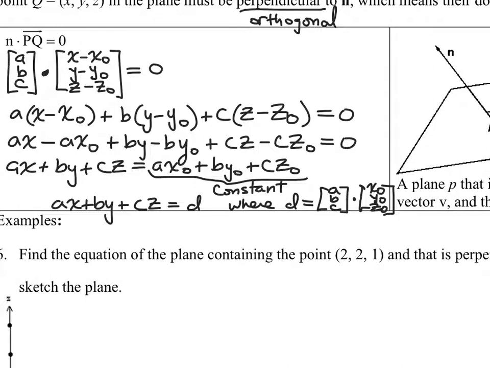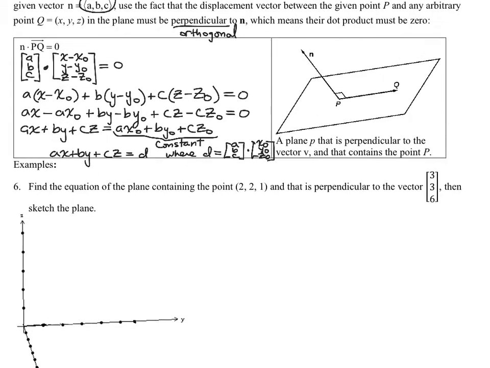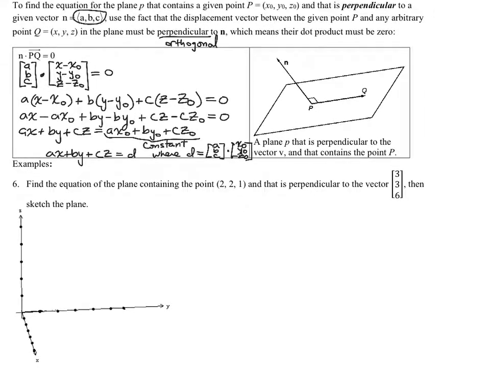So really, this tells me that it's very easy to write the equation of a plane if I know the normal vector and I'm capable of finding a dot product. All right. Well, let's see just how easy it is. Find the equation of a plane containing the point. Okay, so that's my X sub O, Y sub O, Z sub O.